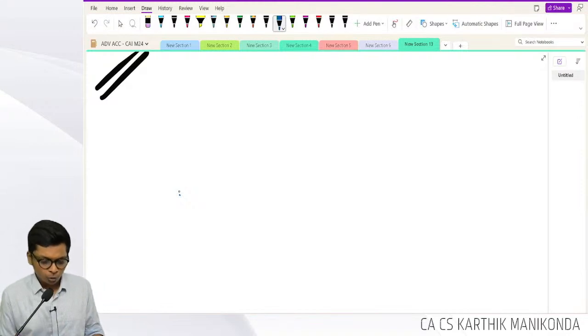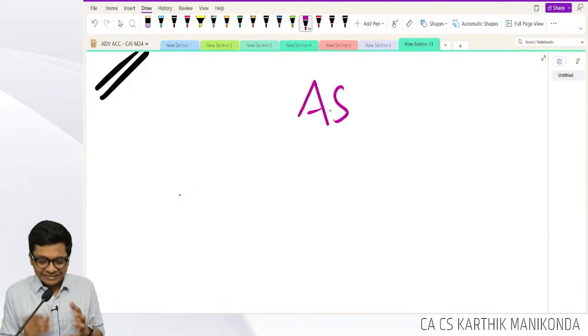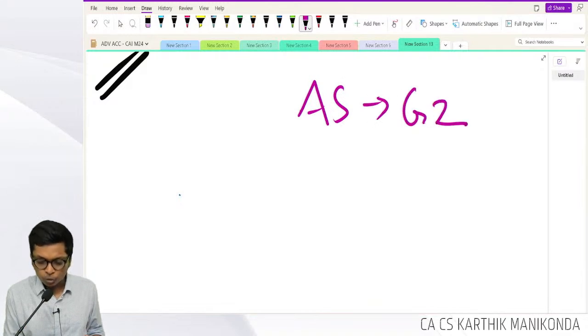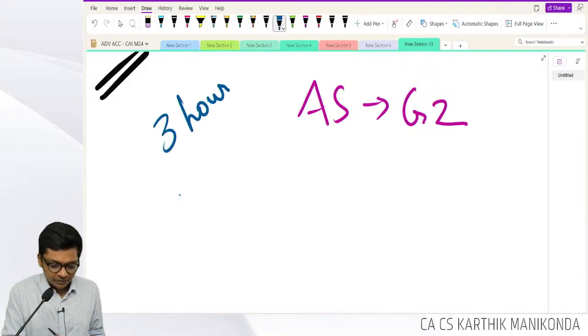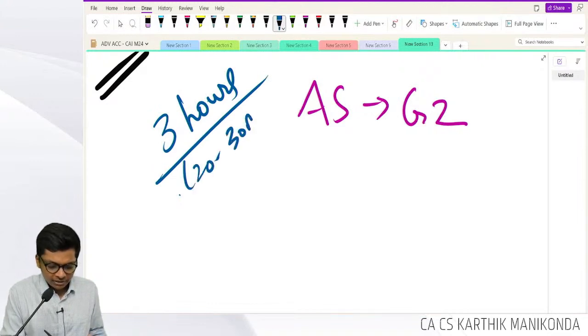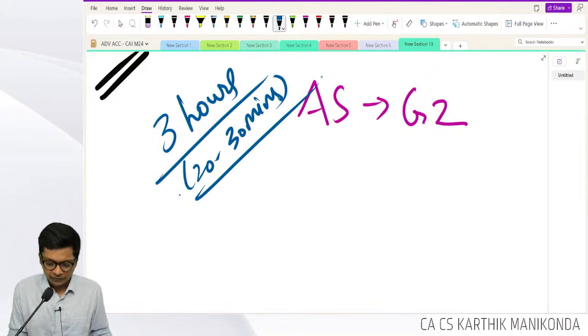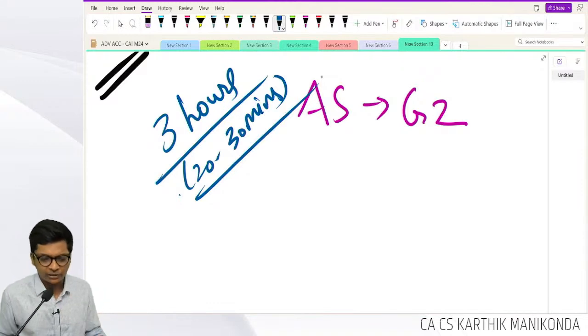Hi guys, now we're going to start off with a super fast marathon revision for accounting standards for Group 2. We're going to target how many concepts we can revise in 3 hours, and in the last 20 to 30 minutes, I'm also going to target and solve a few RTPs. A few RTPs are going to be solved in this session. So let's try to cover as many accounting standards as possible. We're going to be super fast over here.